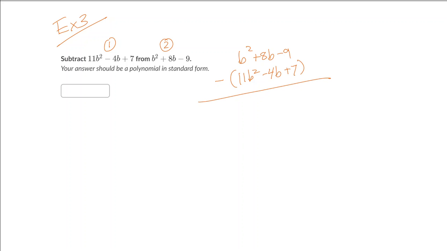So now I'm looking at this, b squared minus 11b squared is going to give me negative 10b squared. 8b minus negative 4b is going to be the same as 8b plus 4b. So we get 12b. And negative 9 minus a positive 7 is going to give us negative 16. And we're done.